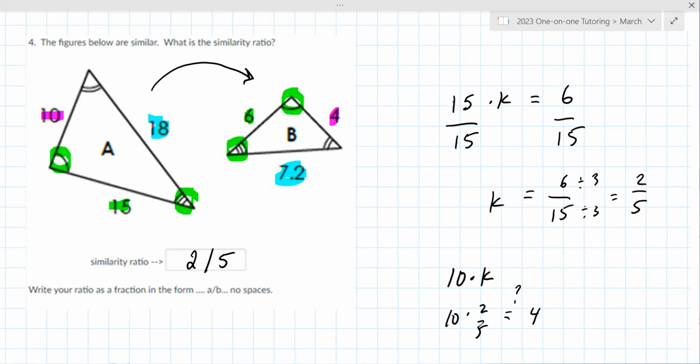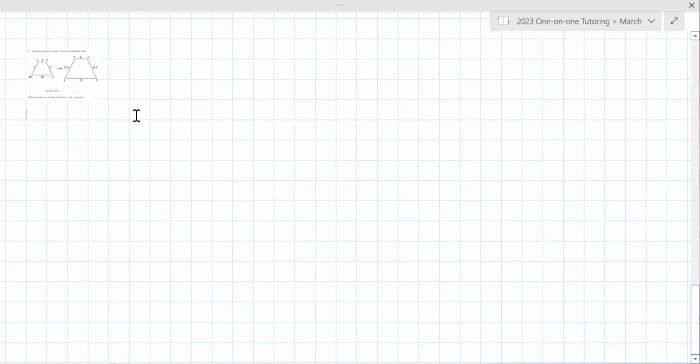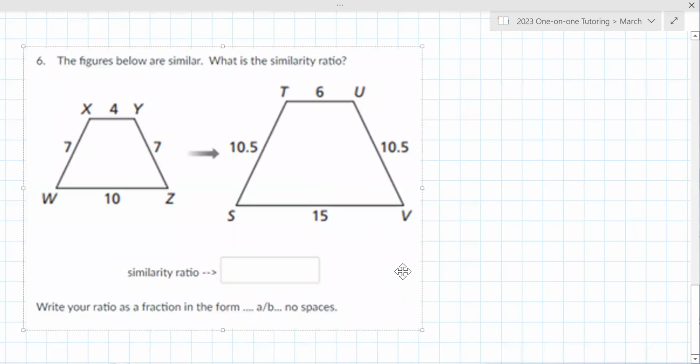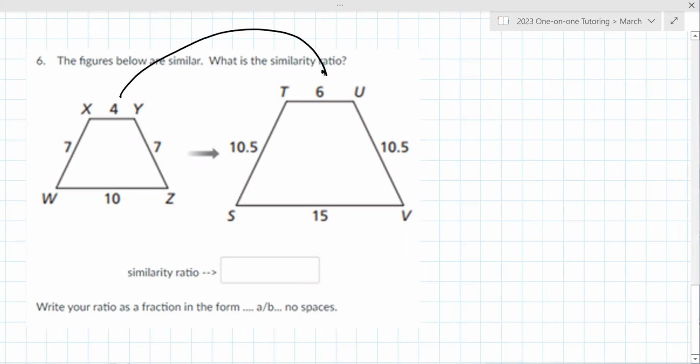All right, moving on to number 6. So we're going from the left to the right. It's kind of reasonable to presume that the 4 goes to the 6, or the 7 goes to the 10.5, or the 10 goes to the 15. You do want to line them up, though, if you're unsure.